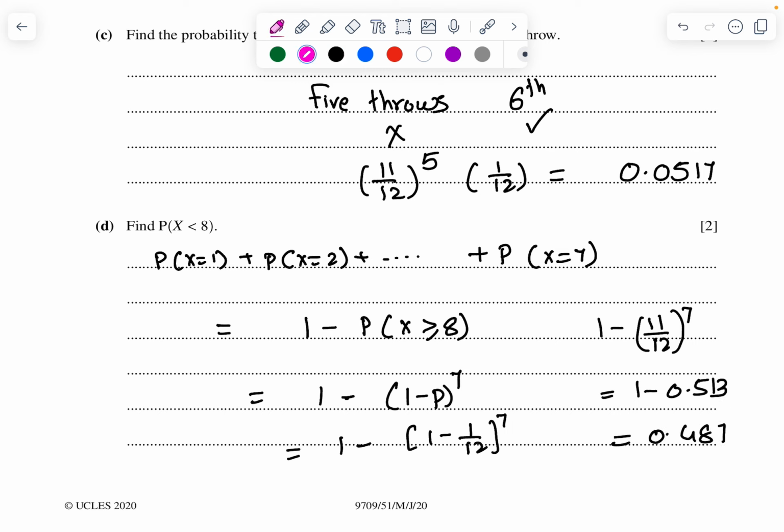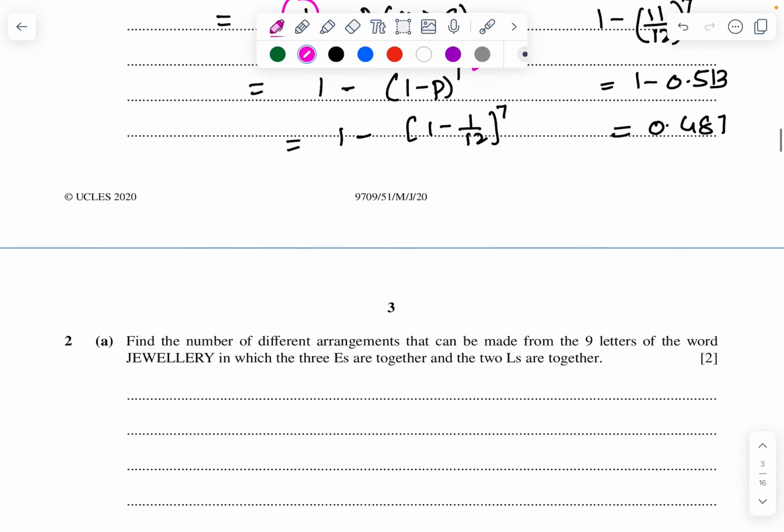So once again, less than 8 means from 1 to 7. Since the sum of all probabilities is 1, you should subtract from 1 the probability of greater than or equal to 8. Greater than or equal to 8 is the complement of less than 8, so you subtract it out. So 1 minus (1 minus p) to the power of 7. Then you get that answer.